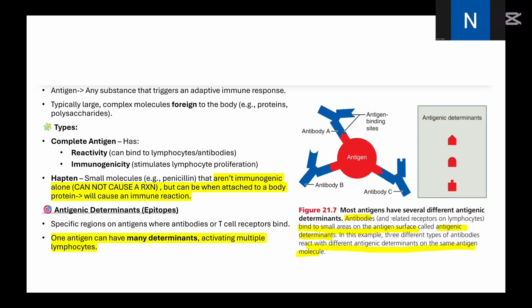Now, antigenic determinants. You can see on the picture on the right an antigen. On the surface of it, it has many antigenic determinants. This explains why we can have multiple lymphocytes all acting on one antigen, because on the surface we have many different keys, like lock and key, and here comes the lock, which is the antibodies in this case.